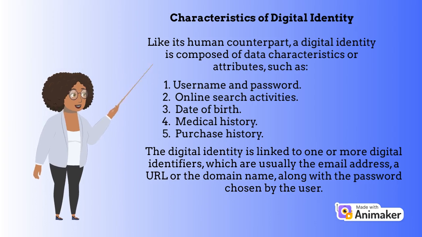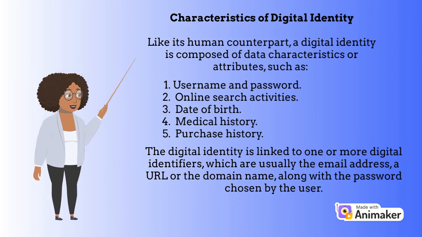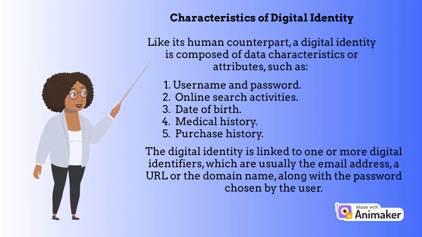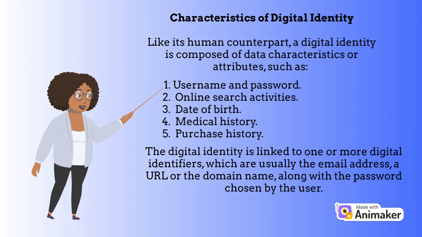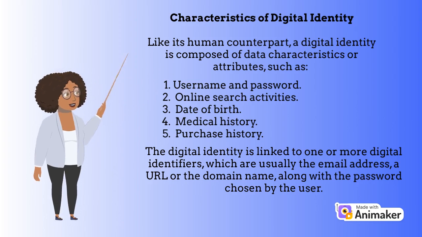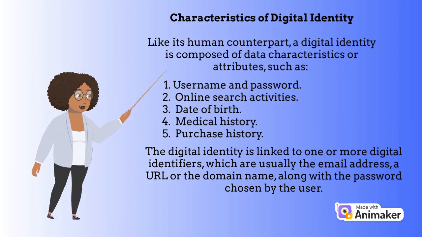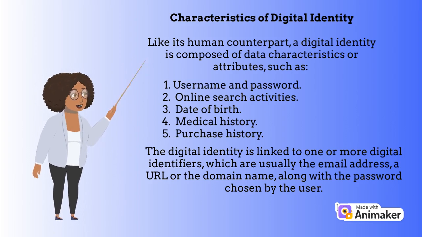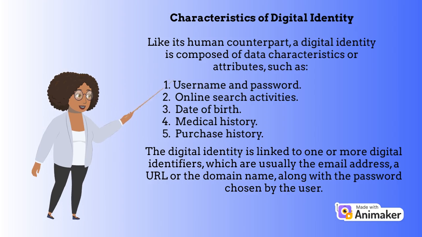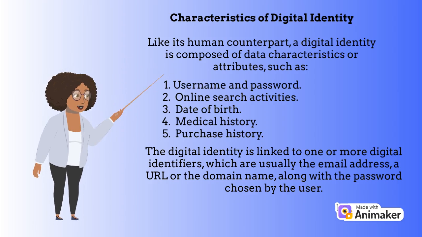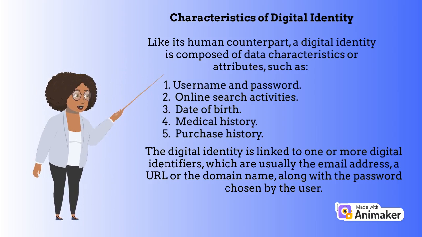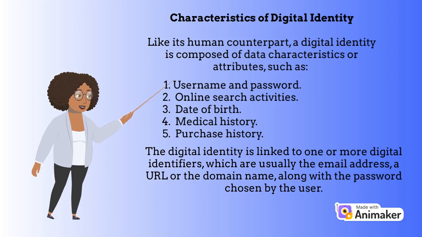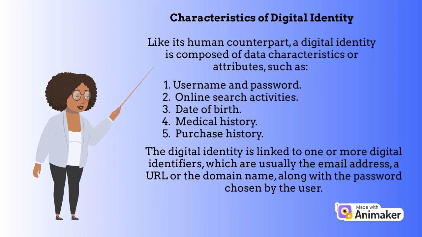Characteristics of digital identity. Like its human counterpart, a digital identity is composed of data characteristics or attributes, such as username and password, online search activities, date of birth, medical history, purchase history. The digital identity is linked to one or more digital identifiers, which are usually the email address, a URL or the domain name, along with the password chosen by the user.